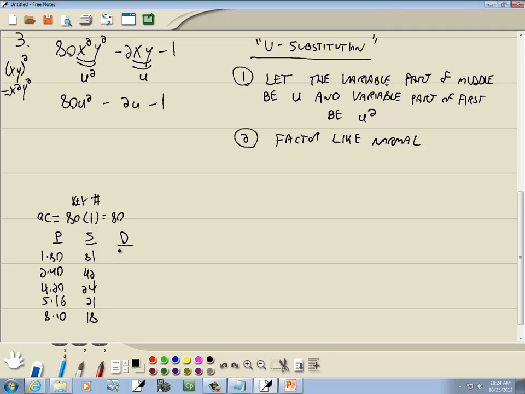In the difference column, we'll subtract smaller from larger. 80 minus 1 is 79. 40 minus 2 is 38. 20 minus 4 is 16. 16 minus 5 is 11. 10 minus 8 is 2. The number we're looking for is the number in our middle term, which is 2, which is right here, which means I'm going to use 8 and 10.